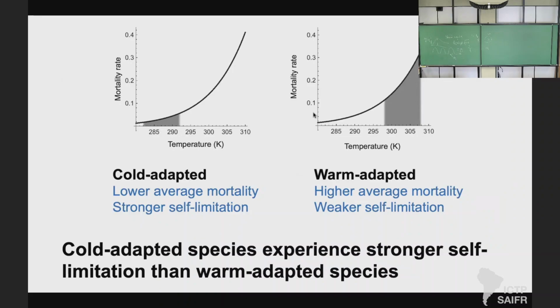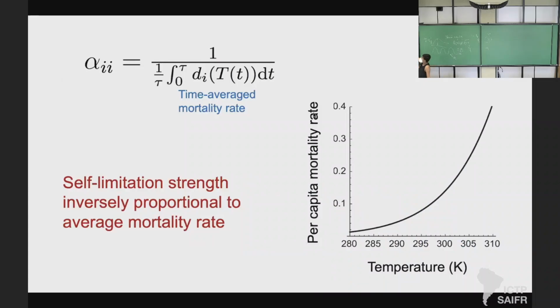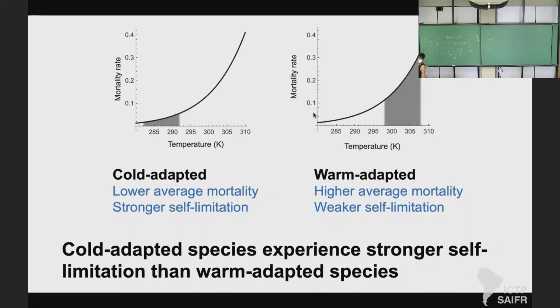We are actually explaining species specific responses to temperature variation. And so what that means is lower average mortality because it's 1 over that, that's the strength of intraspecific competition. Lower average mortality means cold adapted species actually experience stronger self-limitation compared to warm adapted species, just by virtue of the fact that the warm adapted species are always on the higher end of the mortality curve. Look, that's in Kelvin, okay? So temperatures in Kelvin.